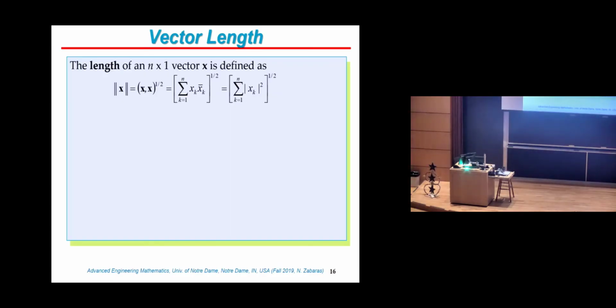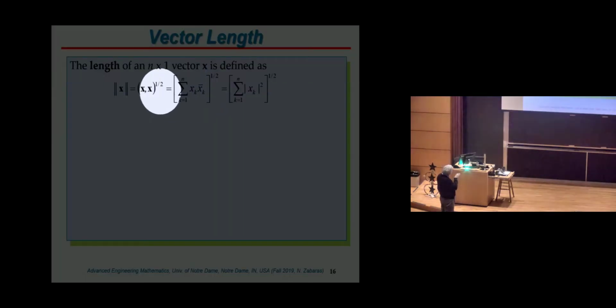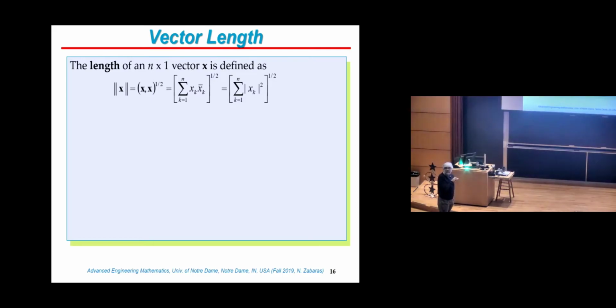You remember that? Now, I'm going to enhance that definition, and take the inner product between two vectors x and y to be the summation of x_i times the complex conjugate of y_i. With that definition, when you look at the magnitude of a vector x, there is a conjugate there, x_k bar.